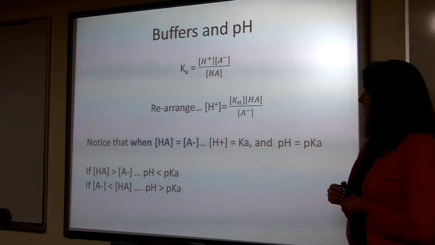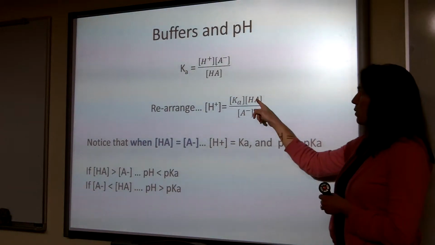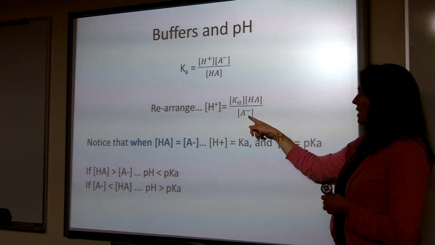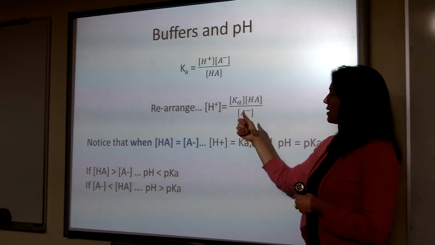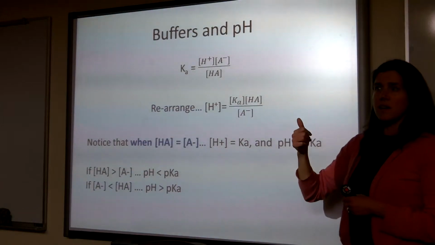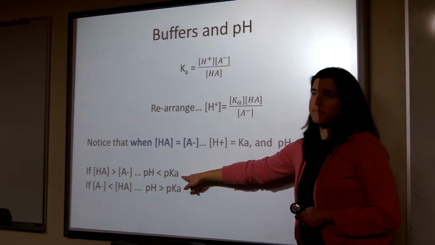And the other thing you'll notice is that if the concentrations in your buffer are not equal, let's say you have a little bit more HA than A minus, this ratio will be a little bit greater than 1, meaning your H plus concentration will be a little bit higher. So that'll give you a pH that is a little lower than your pKa.